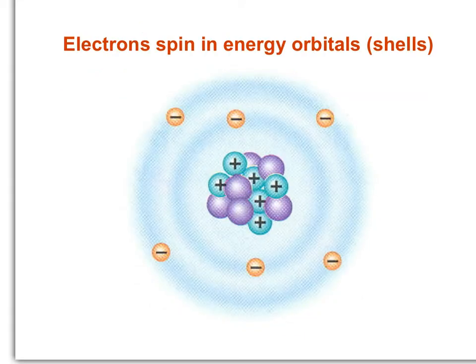Electrons occupy certain energy orbitals. The atom displayed here is carbon with 6 protons and 6 electrons. 2 electrons occupy the innermost energy orbital, while 4 occupy the second orbital. The second orbital can accommodate 8 total electrons. Thus, 4 more electrons would be needed to fill the second energy shell.